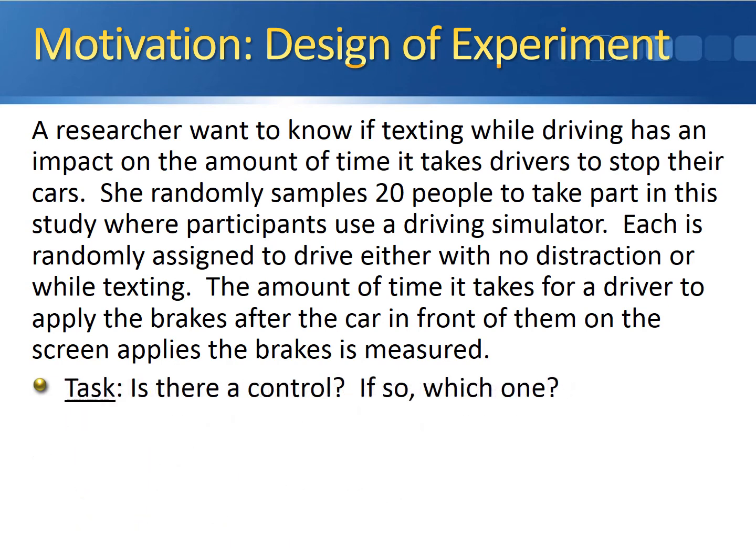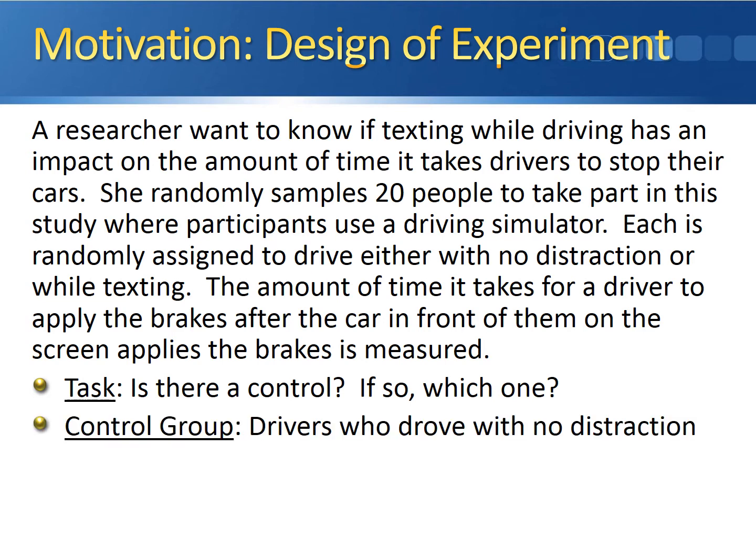Next, we want to know if there's a control, and if so, what it is. The control group is the group that's been told there will be no alterations to their driving. This makes the drivers who drove with no distraction the control group. Note that driving while texting is just another treatment.